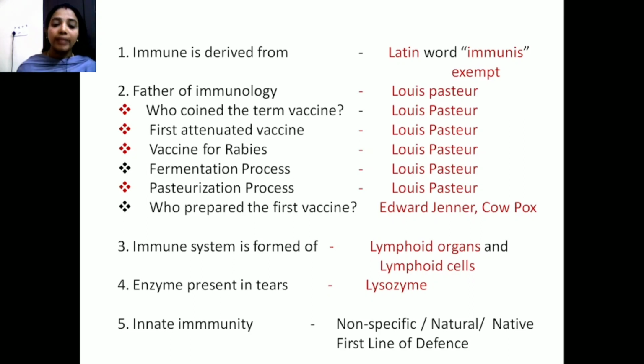The second one is innate immunity. Innate immunity is otherwise known as non-specific immunity, natural immunity, native immunity, or the first line of defense. In most competitive exams, they ask: innate immunity, option A, non-specific immunity, option B, natural immunity, option C, native immunity, option D, all the above. So you should know all the terms under innate immunity.